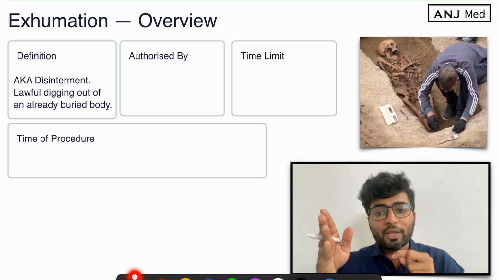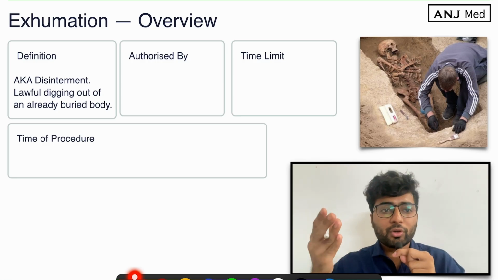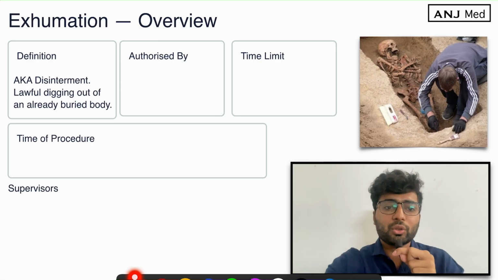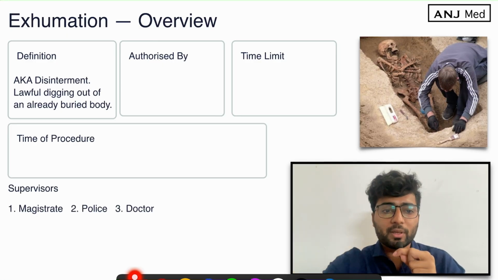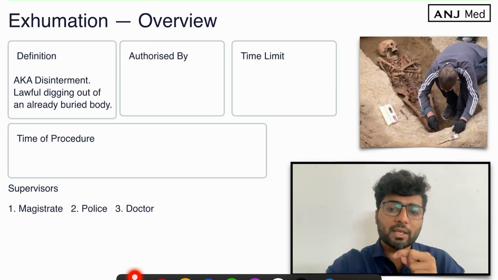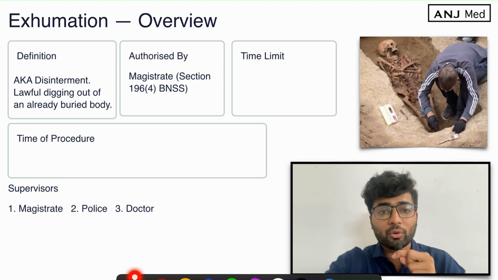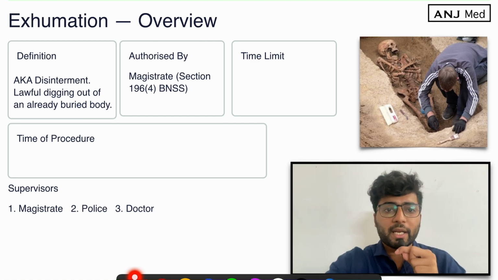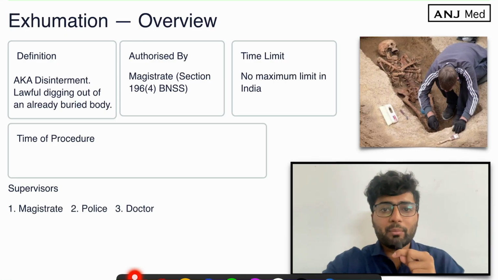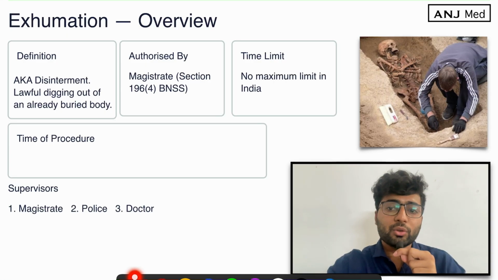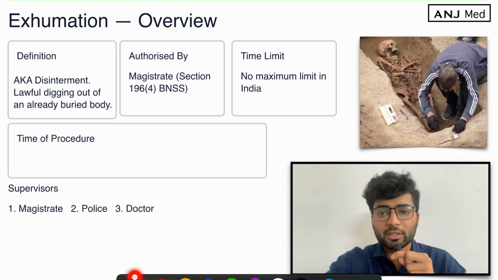So now if you want to remove that body or do an exhumation, you need authorization from the magistrate. Who is a magistrate? It's a shorter term for a judge. So the magistrate has to be there, and police and doctor, everyone has to be at that location. It is authorized by the magistrate under Section 196 of BNSS. Time limit: there is no time limit. See, if there is any evidence that a person holds, then you need to remove that body for that evidence, to provide justice to the state.